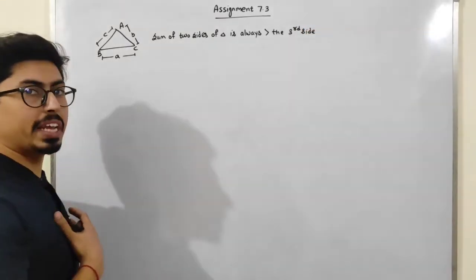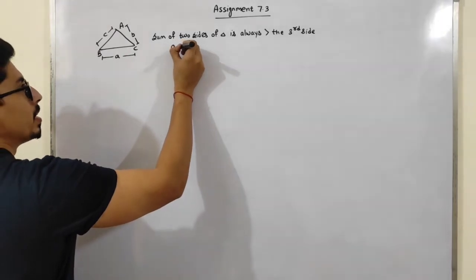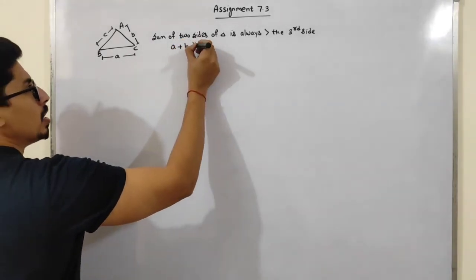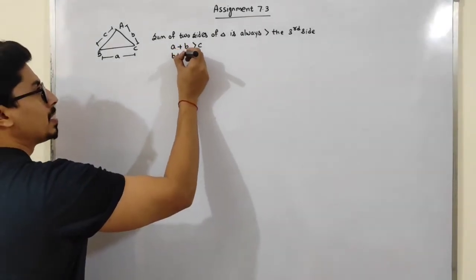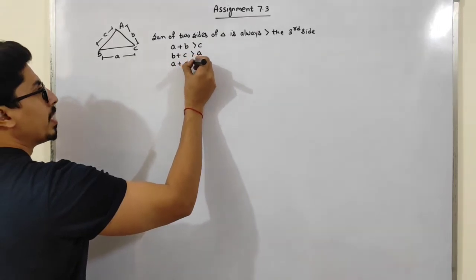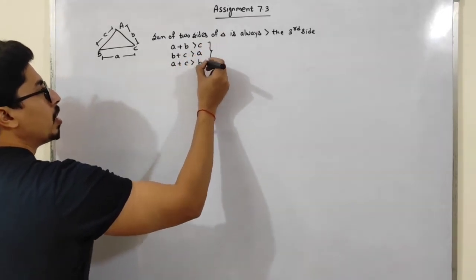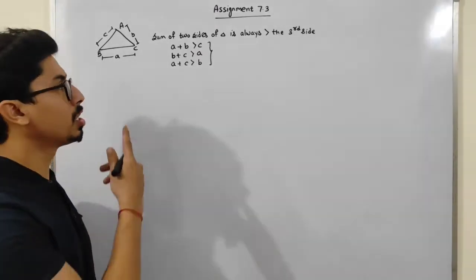That means if I am taking any two sides of the triangle, like if I am taking A and B, if I am just adding these two, it will be greater than C. If I am taking B plus C, it will be greater than A. If I am taking A and C, it will be greater than B. So in this assignment 7.3, students, I am going to use this property.